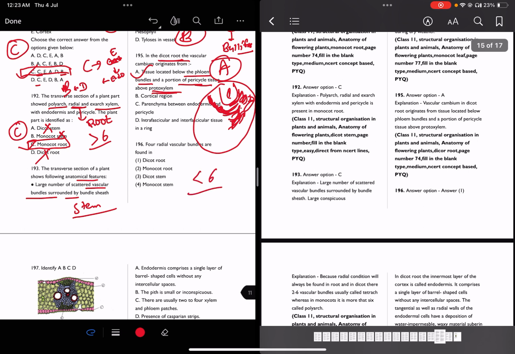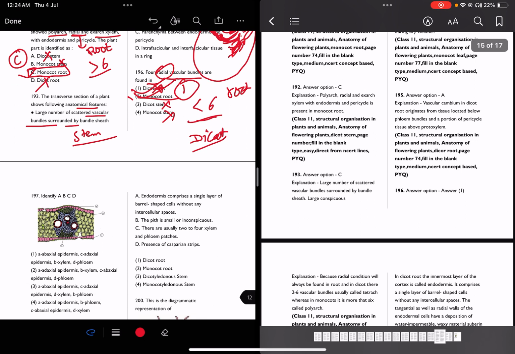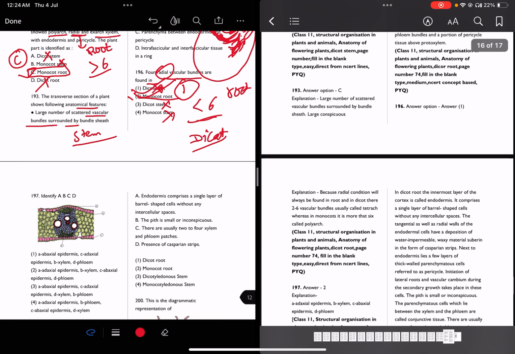Radial, less than 6. Polyarch, not monoarch. Vascular bundles are found in less than 6. Monocot or dicot? Dicot only. Radial, whenever radial, that is root only. So first stem is gone, dicot, sorry, monocot is gone. So the answer is dicot root. So the first is the answer. You can see this is the first answer. Explanation is there.